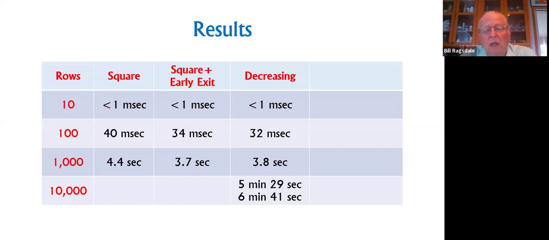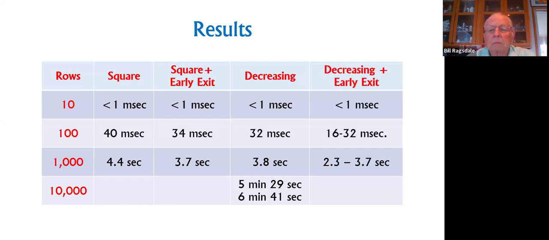And in this case, I did a 10,000 row sort. Notice for 10,000 rows, there are 100 million comparisons made. There are 100 million comparisons, 10,000 squared. And this is accomplished in somewhere between 5.5 and almost 7 minutes. So it's quite a bit of time for a fairly large matrix.